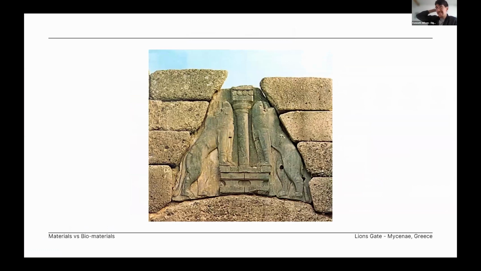So I want to start talking about an idea, and this is a picture that was shown to us in my undergrad as part of our architectural history course. And this is the Lion's Gate in Greece. And it depicts a couple of lions kind of looking up towards a column.